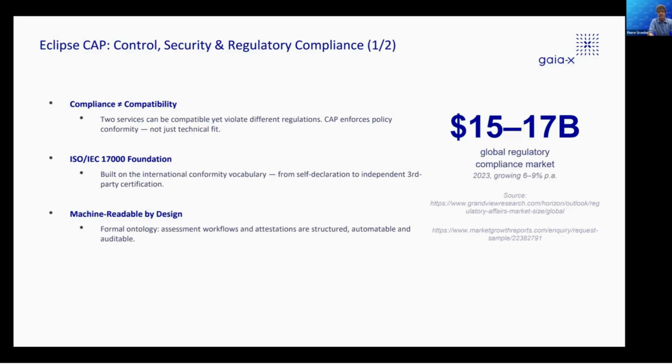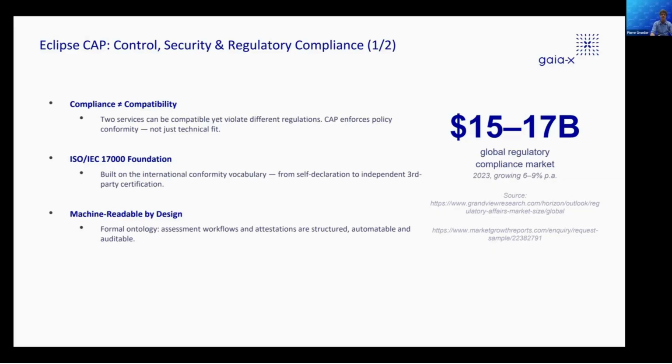The excellent support that we have is that everything this Eclipse CAP does is based on existing ISO certification standards, which is the ISO/IEC 17000, which specifically explains and defines all the terms, vocabulary, and taxonomy of conformity. For example, what is the difference between an attestation, a declaration, a certification? What is the difference between a verification and a validation, audit, sampling, testing, and so on? So all those words and definitions are already defined in an ISO standard.